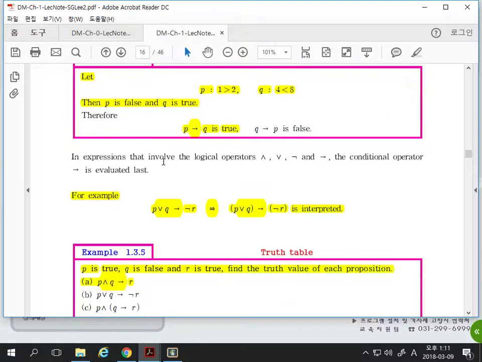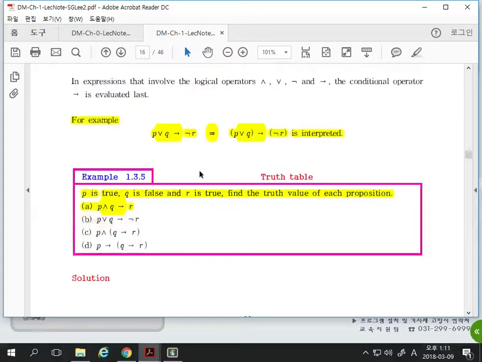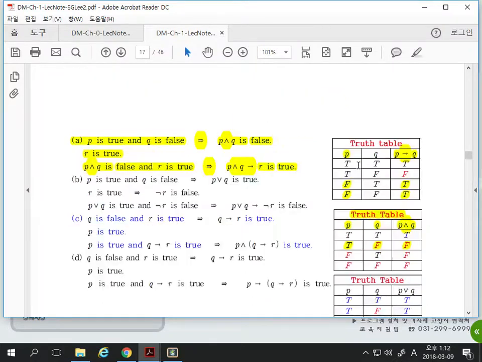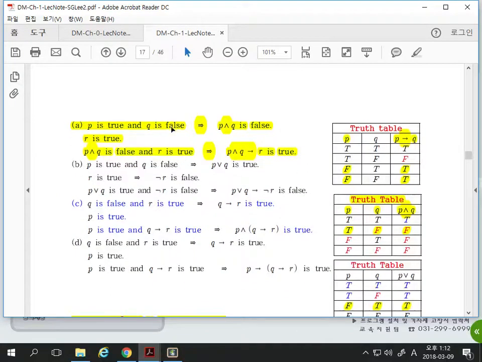Next, here is an example of a truth table. Suppose P is true, Q is false, and R is true. Then find the truth value of each proposition. Let's try to find the truth value of the first one. If P is true and Q is false, then P and Q is false. And R is true.